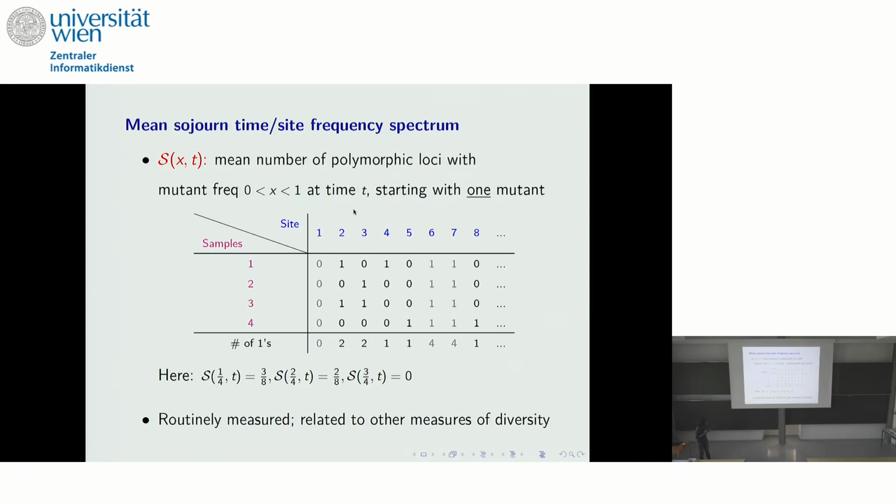But at other sites, you see there are 3 sites at which we have 1 mutant, there are 2 sites at which we have 2 mutants, and 0 sites at which we have 3 mutants. So that kind of histogram is called an SFS, or site frequency spectrum. And from this kind of data, it can obviously be measured. People do it routinely, and that's why we are interested in this. Other measures of diversity, like those I introduced in the beginning, can be related to this. So that's the quantity which I want to focus on, and I will give formulas about this object.